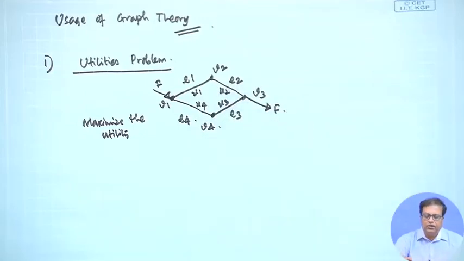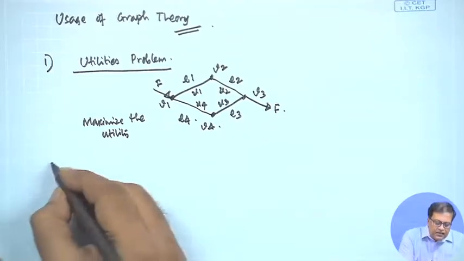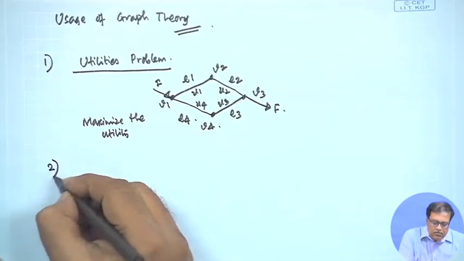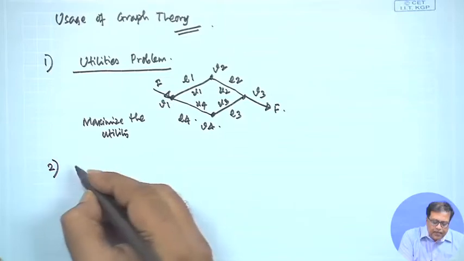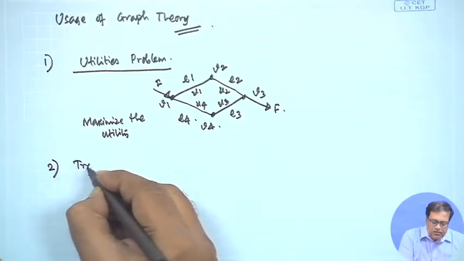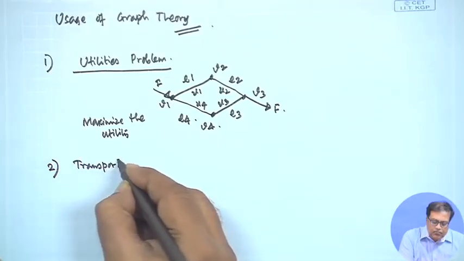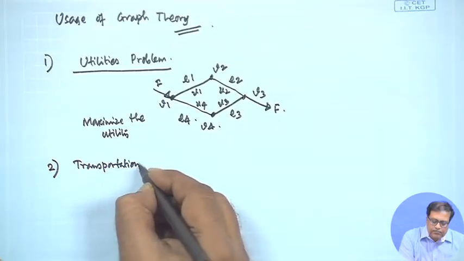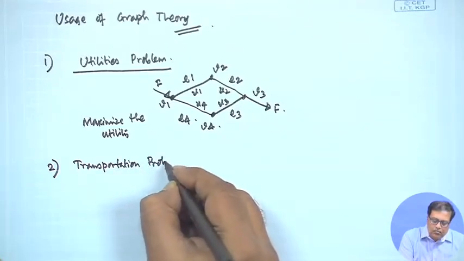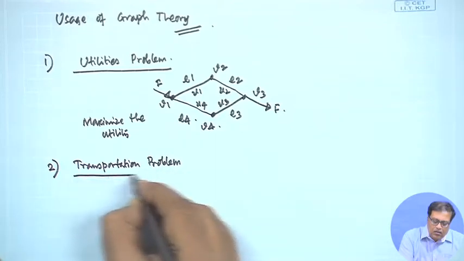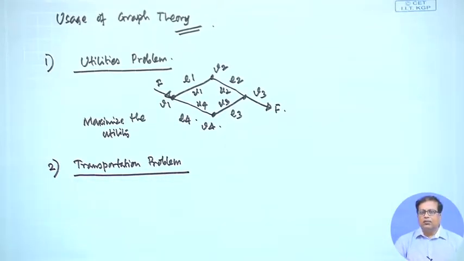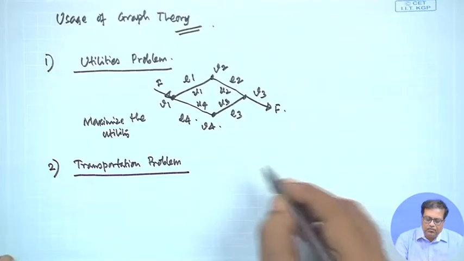As I put that flow, it should actually increase or maximize the utility. The second example could be, let us say, a transportation problem. Could be an example of a transportation problem.